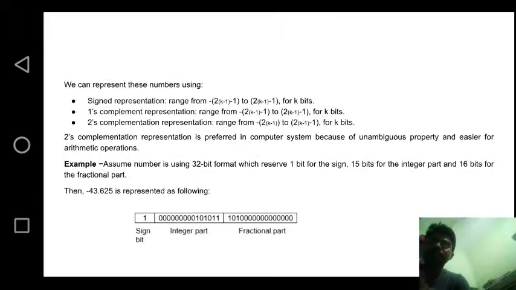So this is about sign representation, one's complement, two's complement, how a fixed point number is represented. Just remember one thing: fixed point means the number of bits for storing the integer part is fixed, and the number of bits for storing the fractional part is also fixed. So in case of 32 bits, I have 15 bits reserved for the integer part, 1 bit for sign, and the remaining 16 bits for the fractional part. This is called fixed point representation.